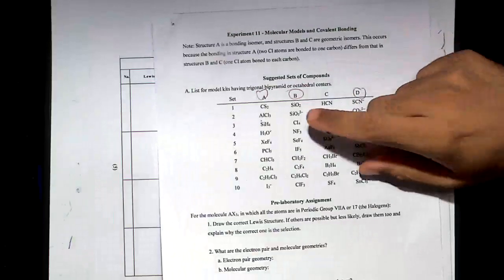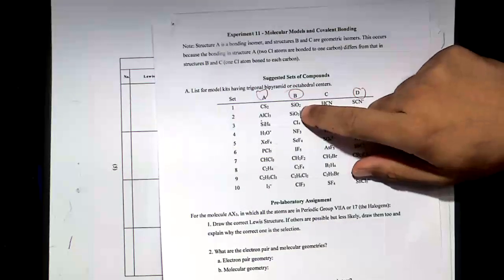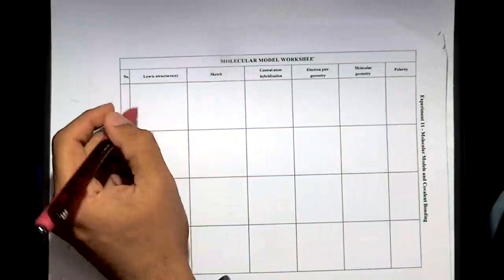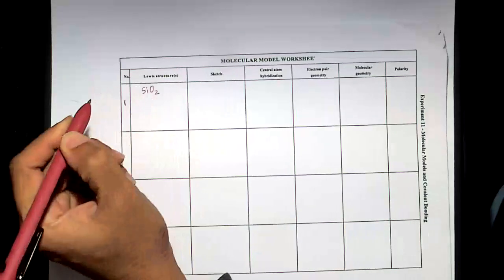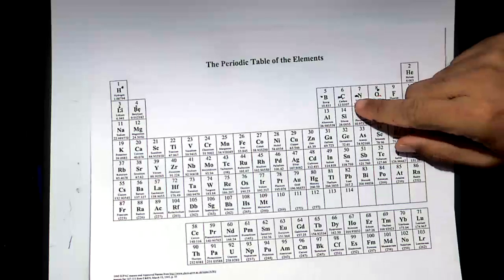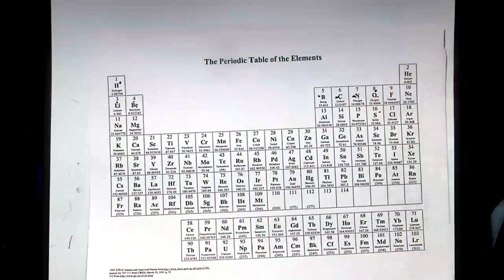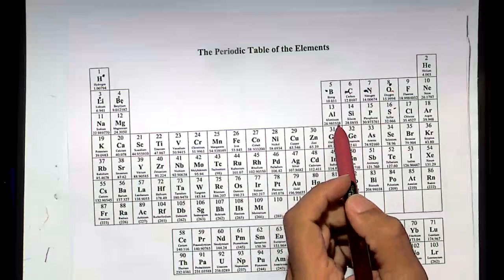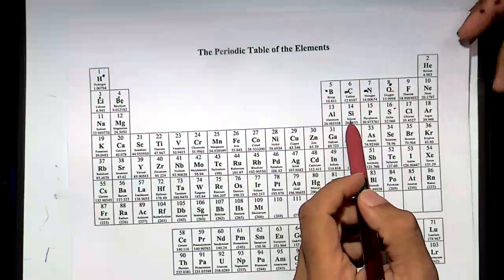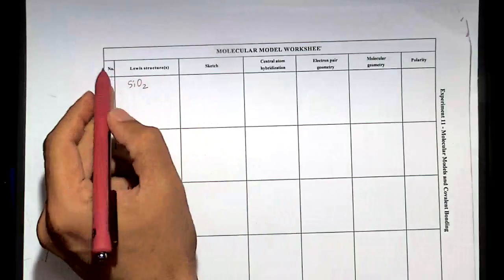Okay, we'll do set B here, and the first one we'll do is SiO2. The question we ask ourselves is, what is silicon happy at? If we look at it in our periodic table, it's right underneath carbon, and carbon loves 4, undoubtedly. So silicon will also love 4. So silicon is happy at 4.